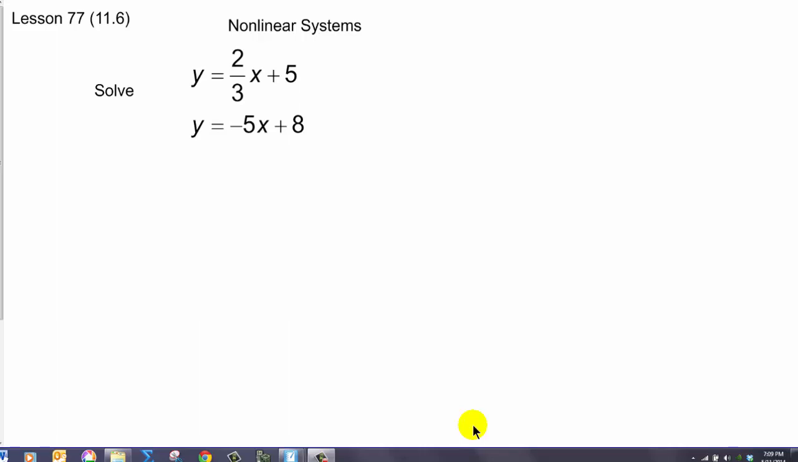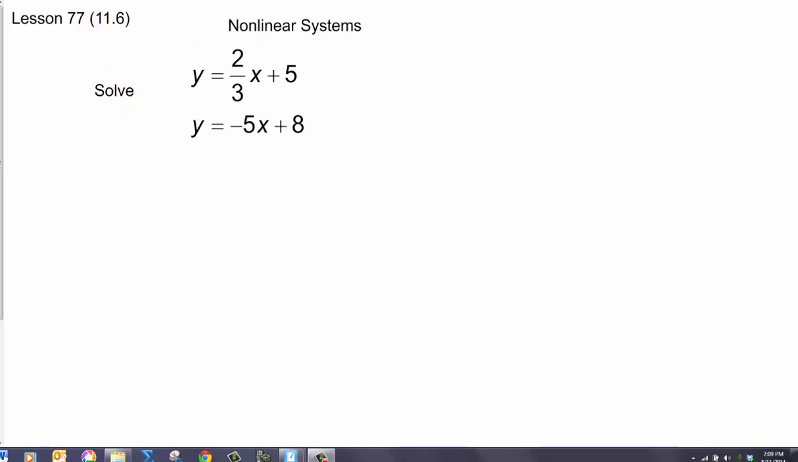So yesterday we found that systems kind of had a small part in our decomposition of fractions. Today we're going to go back directly to systems and talk about some nonlinear system solutions. Before we do that, let's just quickly go over a linear system.